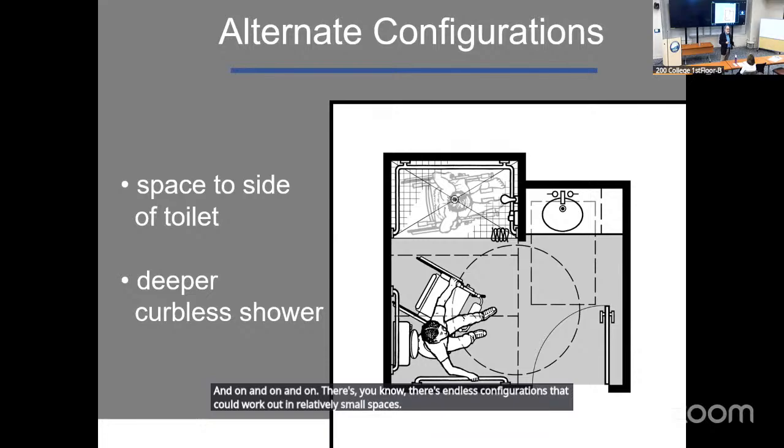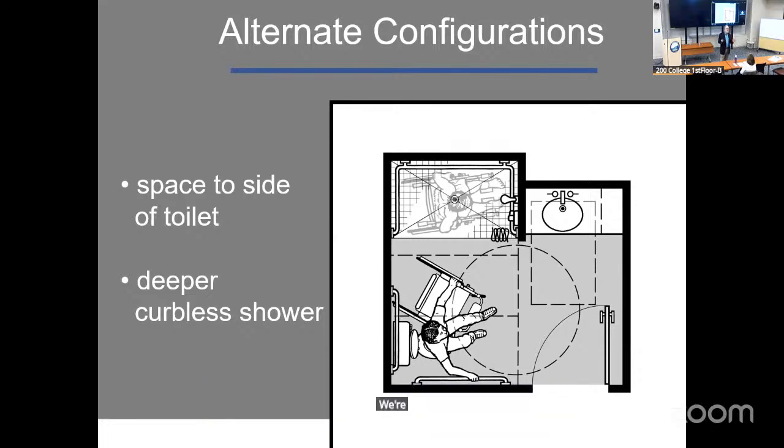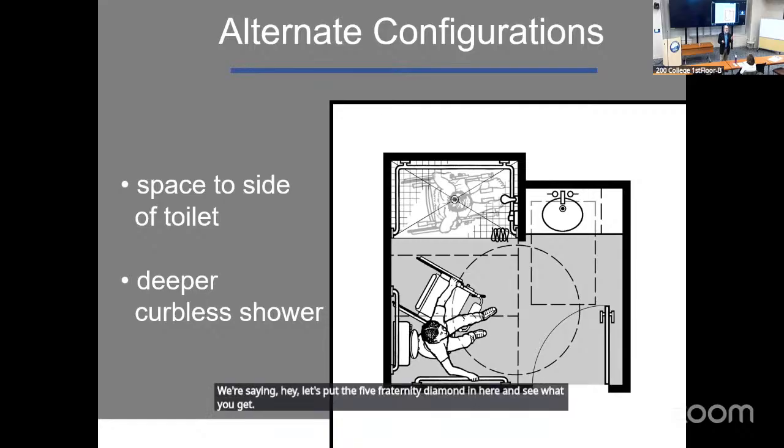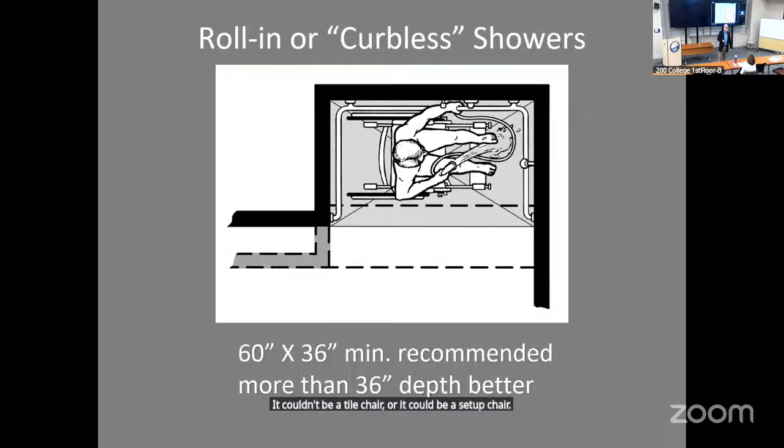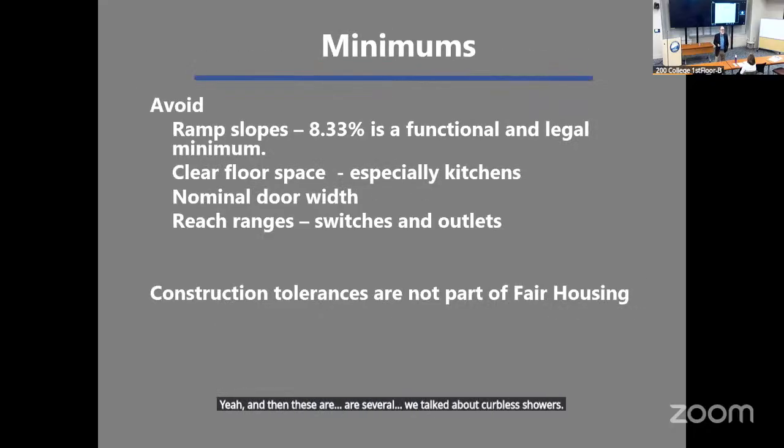This is one where we're saying, hey, let's put the 5-foot diameter in here and see what you get. These are obviously far bigger bathrooms. If you thought about this in terms of the T-turn, maybe you could make it a little more compact. In this case, you've got the 3-foot deep, zero threshold shower there. It could be a tiled shower, it could be a set-up shower, it doesn't matter. Yeah, and then these are several; we talked about curbless showers for a long time also.